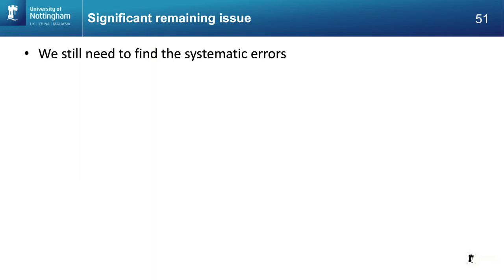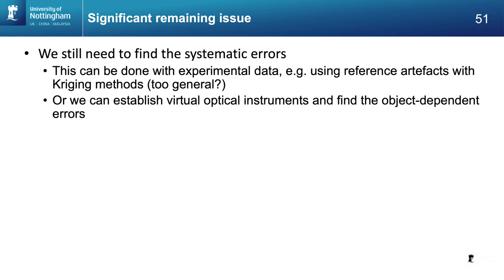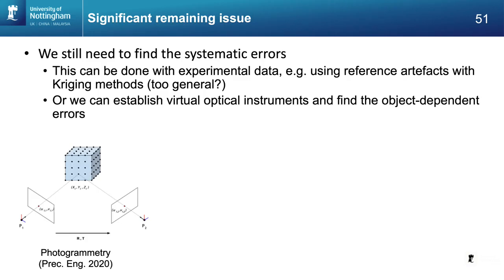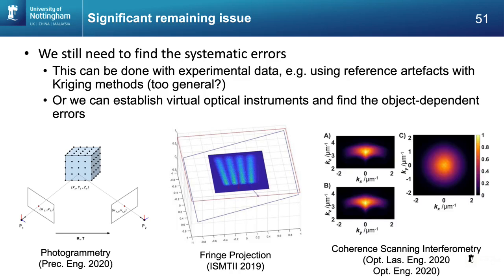So there are still some significant remaining issues. We still need to find how to incorporate the systematic errors into that process. It can be done with experimental data, so in other words we can do a whole bunch of measurements with artifacts and maybe use Kriging type approaches, or we can use the virtual instruments that we produce to give us the object dependent errors. And we've been developing virtual instruments for photogrammetry, for fringe projection, and of course I've already presented to you the coherence scanning interferometry work we've been doing.